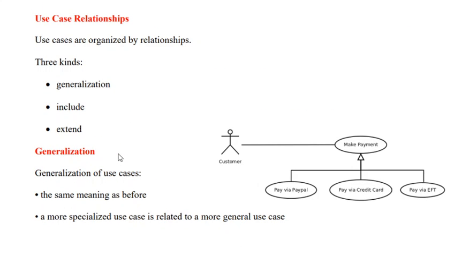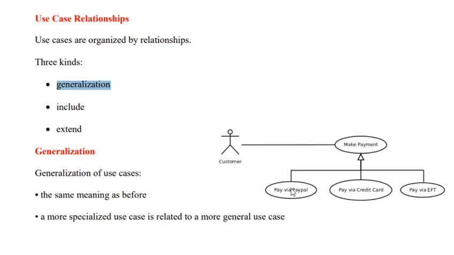Now there are different types of relationship that may exist between use cases. The relationships are generalization, specialization, includes, and extends. Now let us focus on what is generalization, specialization relationship. So if you consider this particular set of use cases, pay via PayPal, pay via credit card, and pay via EFT, these are specialized versions of the base case make payment, whereas make payment is a generalized version of all of these.